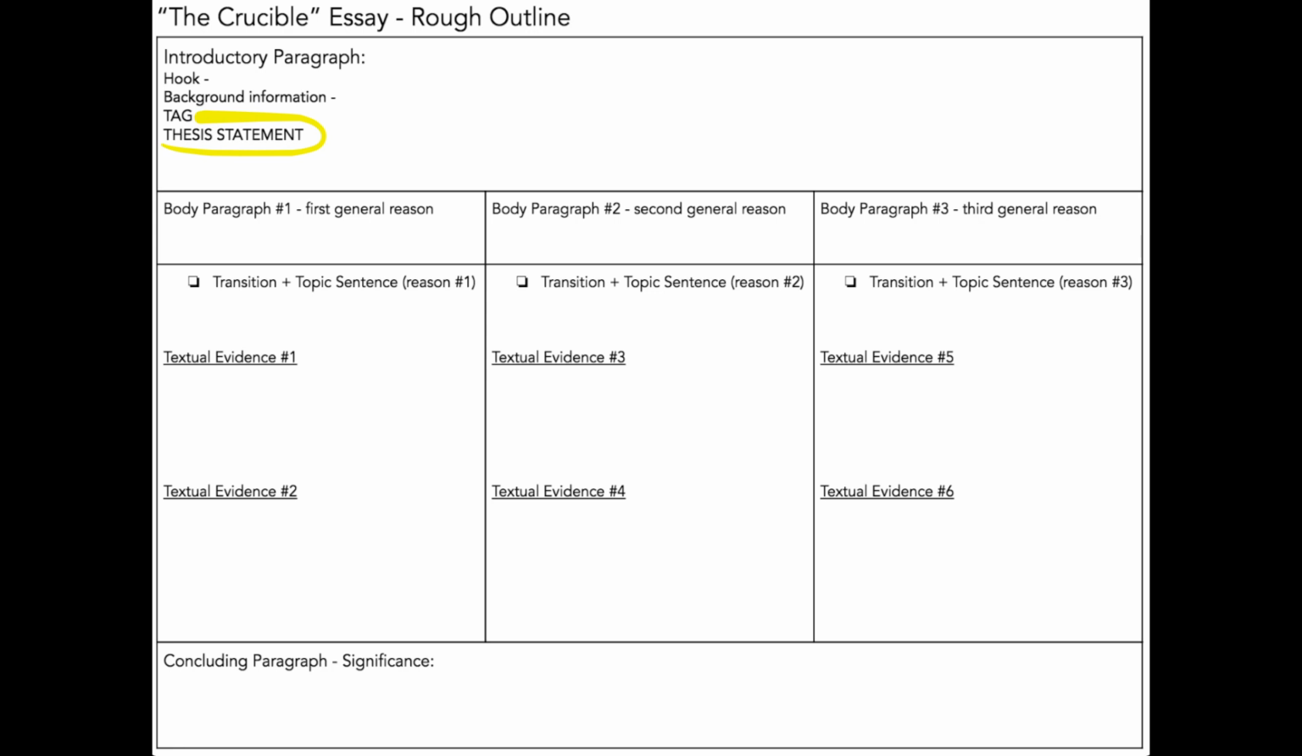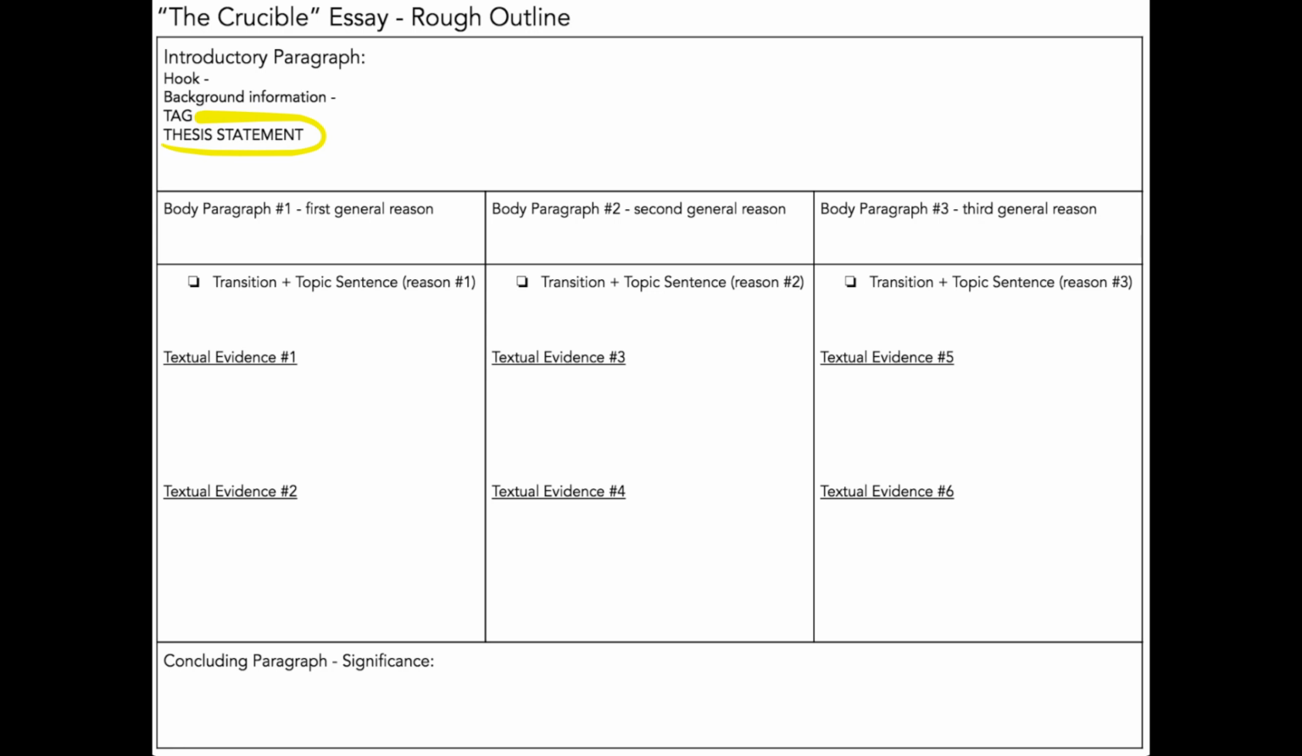This is the rough outline handout that you should have by now. If you don't have it, you can grab one from my desk by asking the substitute teacher, or you can print one out by going onto the Canvas module for this unit. If you look on my rough outline, I have circled thesis statement in yellow. Please make sure you write down your thesis statement in that section.